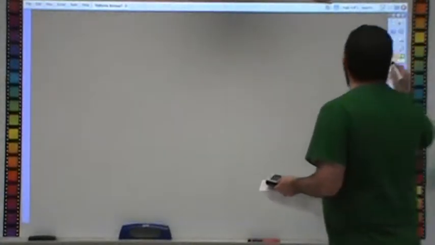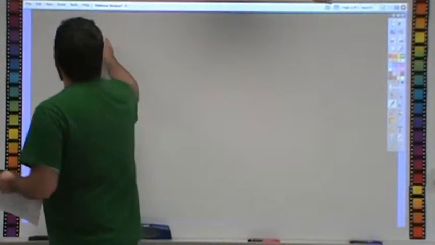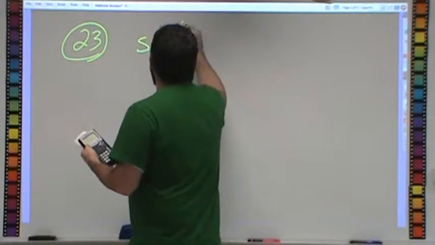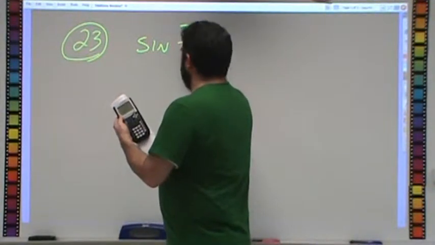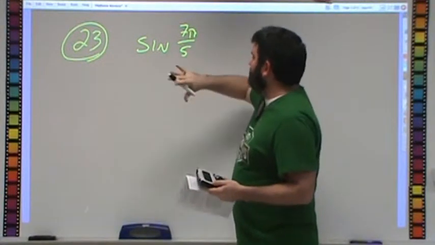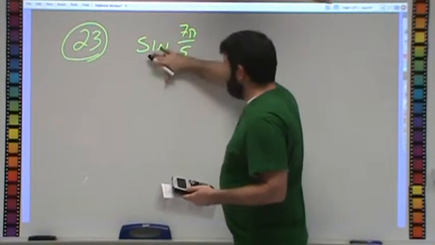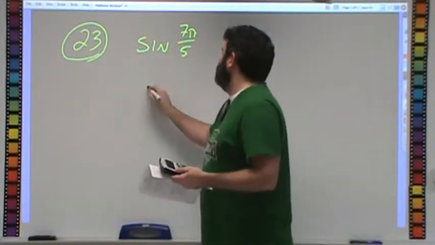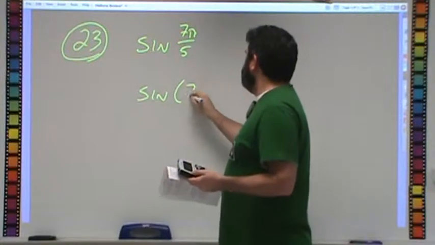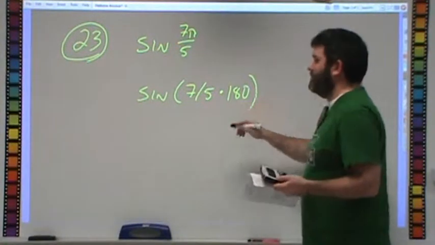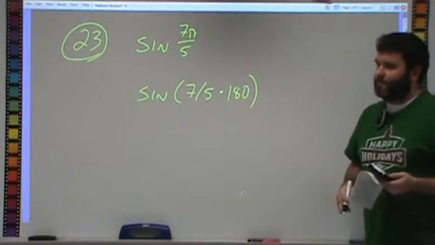23, once again, same thing, but what are you having to pay attention to in 23? The fact that it's a radian. Sine of 7 pi over 5. If you put your calculator in radian mode, you type it in exactly the way it looks. But if your calculator's still in degree mode, you need to type it in as 7 divided by 5 times 180. You're turning the radian into a degree.